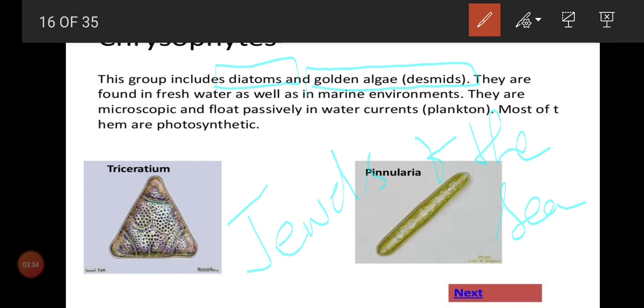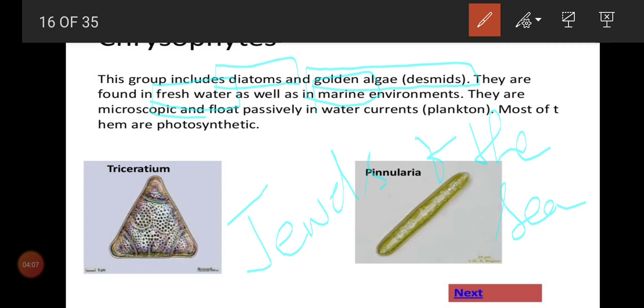Where will it be present? It will be present in fresh water. That word is very, very important. If you are appearing for a competitive exam, they will ask like this: chrysophytes will be present in fresh water, marine water, both, or none. So you want to choose that chrysophytes are fresh water as well as marine. They will give freshwater, marine, freshwater and marine, none. So you want to choose freshwater plus marine.